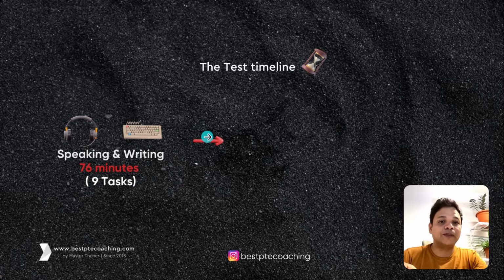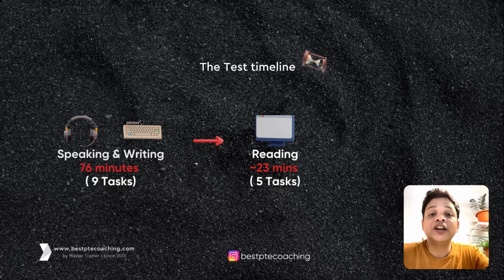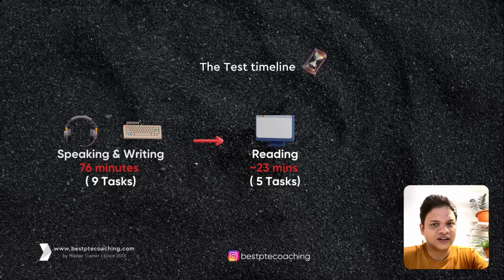Let's get into receptive communicative skills. First thing is reading. The duration of the reading module is approximately 23 minutes. When I sat in the test, it was 23 minutes and I got 15 total questions in the real exam. There are total 5 tasks present in the reading module.